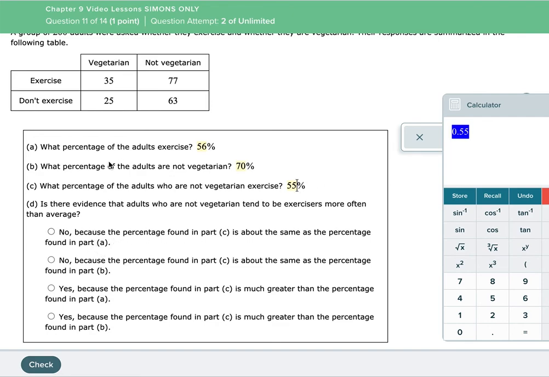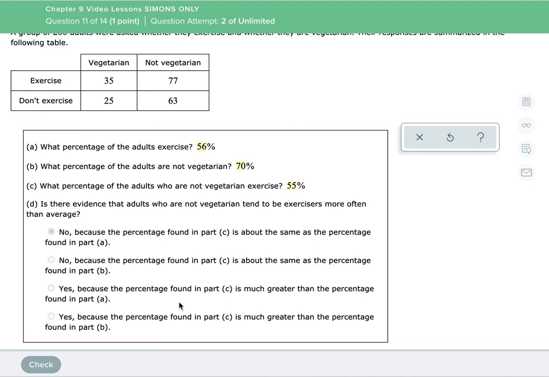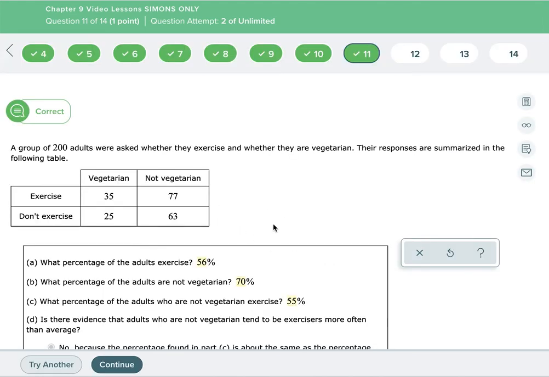And that's absolutely what we're comparing, this one right here and this one. We're not worried about what's the actual percentage of adults that are not vegetarian. We're worried about the other breakdowns, right? So we're looking at this one and this one. So this would be this answer right here. Click check, and you're in good shape.